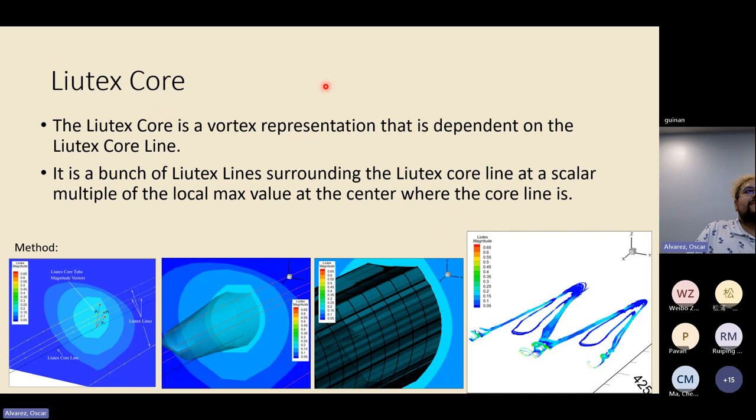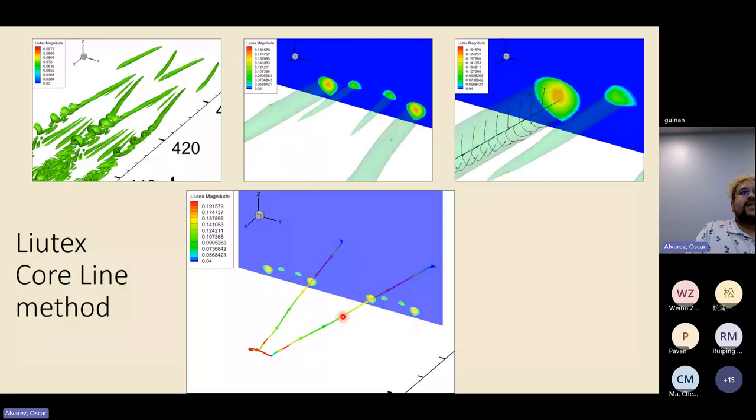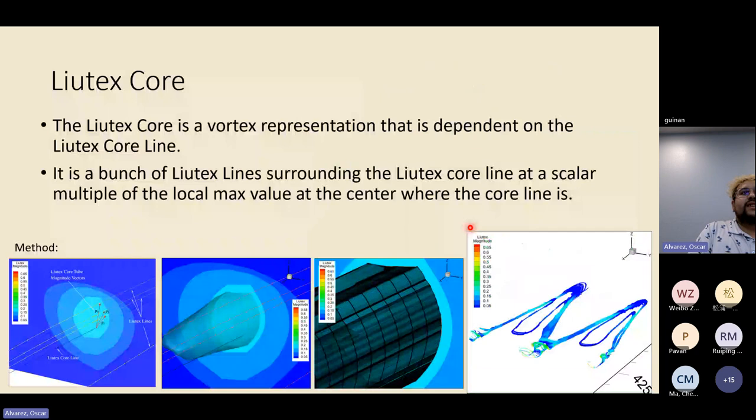We also have the Liutex core. The Liutex core uses the Liutex line. The Liutex core is a vortex representation that is dependent on the Liutex core line. I describe it as a bunch of Liutex lines surrounding the Liutex core line at a scalar multiple of the local max value at the center where the core line is. So if we look at this core line here, we can surround the core line with a bunch of Liutex lines, these here, and we have a different visual representation of the vortex structure. And these are vectors here. It's not an isosurface, because you can see the change in magnitude of the fluid throughout the structure. It kind of gives it more volume.